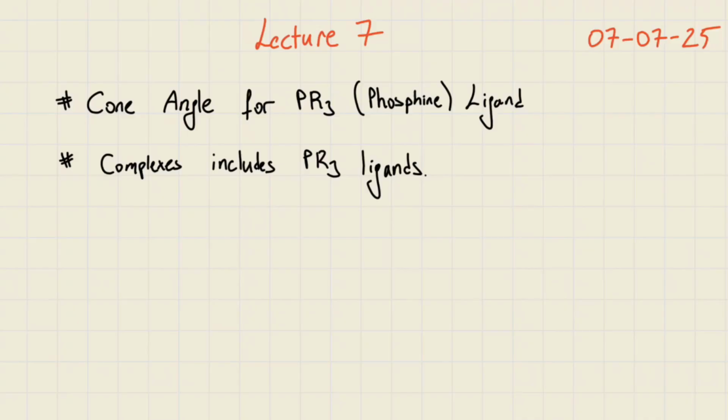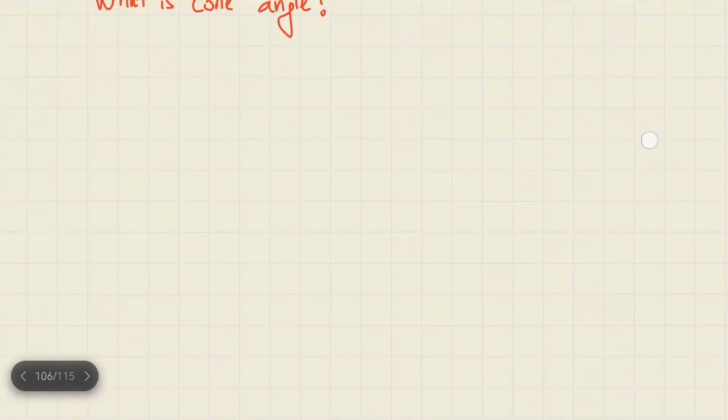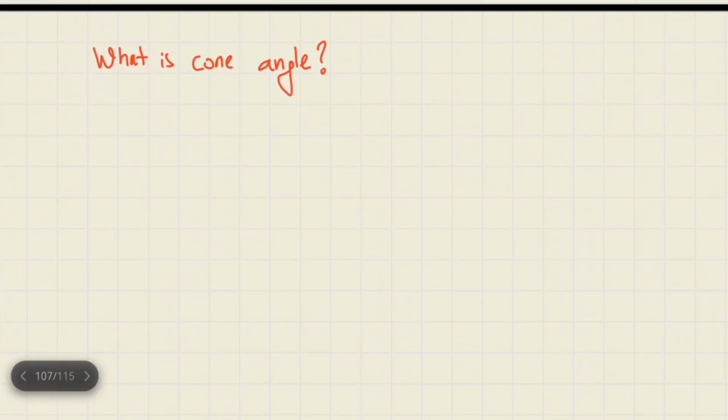Today I will talk about the cone angle for PR3 ligands, and then I will talk about some complexes that include the PR3 ligands. I show some examples for the complexes, and I will talk about the infrared stretches of CO, the rate of the reactions, which is affected by the cone angle, and so on. But firstly, what is the cone angle?